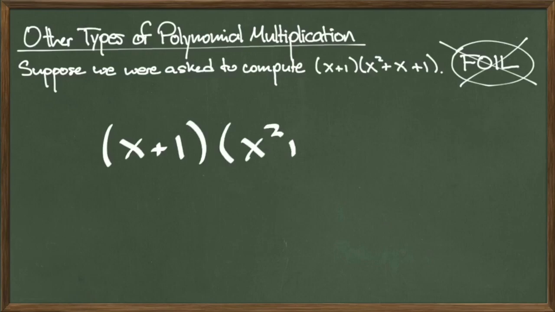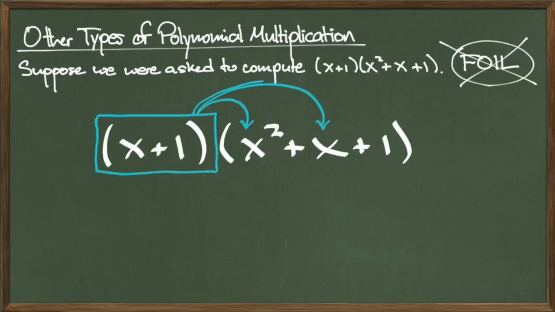I'll write it again here, and at the end of the day, I hope I have convinced you that we are just going to use the distributive property twice. So, take the entire quantity x plus 1 and distribute it to each of the individual terms in the polynomial x squared plus x plus 1.